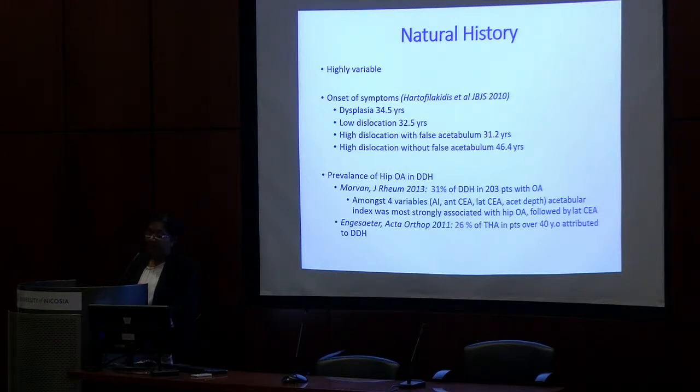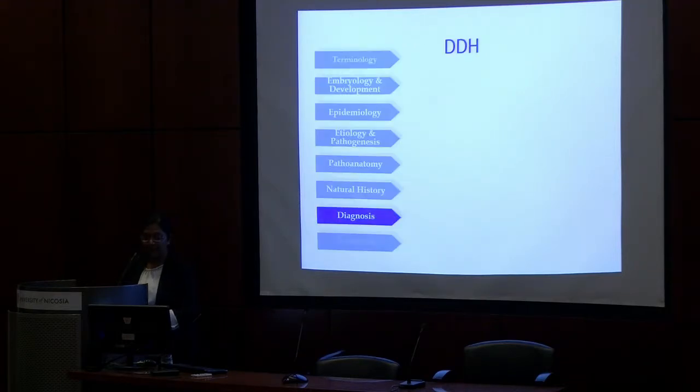And it found that the acetabular index, which indicates how well the femoral head is covered by the acetabulum, is the most strongly associated, and that's a sign of acetabular dysplasia. And then when they looked at populations of people who were having total hips above the age of 40, approximately 26% of those had untreated DDH or residual DDH.